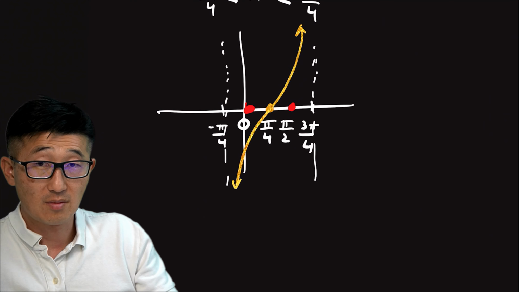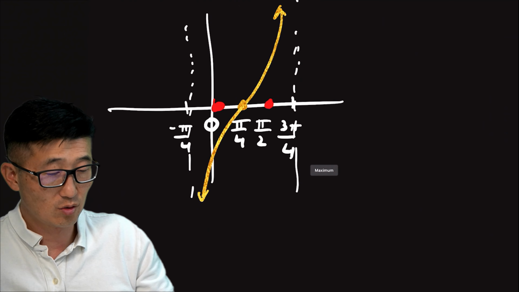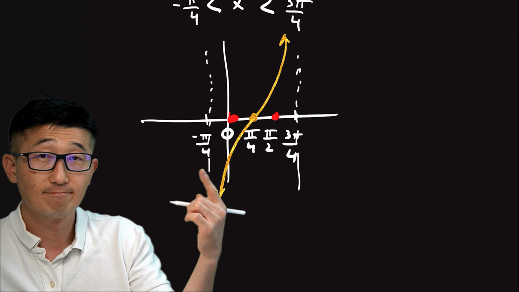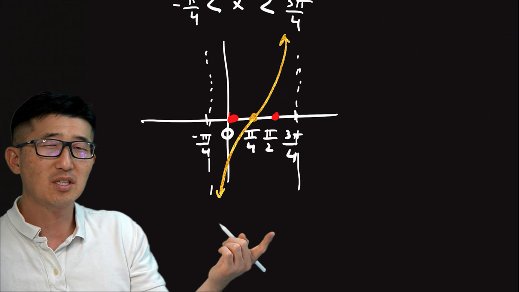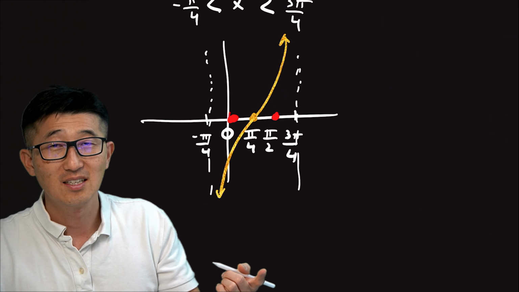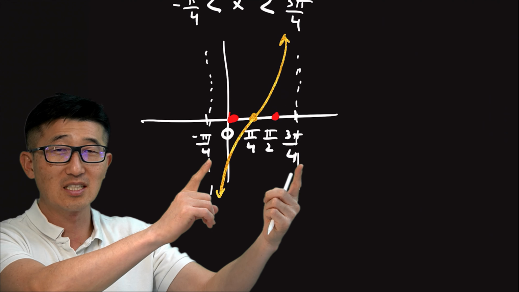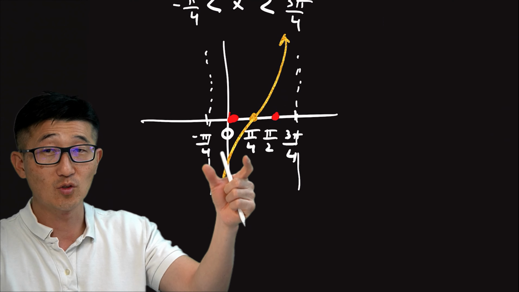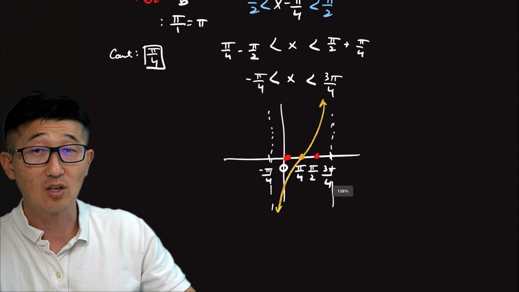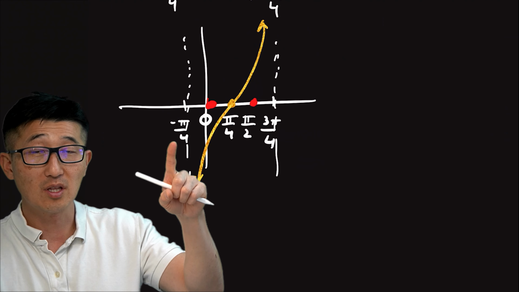Pi over 2. And then it ends with 3 pi over 4. So there's your 5 numbers. Okay. So you see how the count makes things really easy? Yeah, it makes it a lot easier. You don't need to find the distance and find the midpoint, and then find the midpoint of those 2 points. Just find the count and just add from the left to the right.